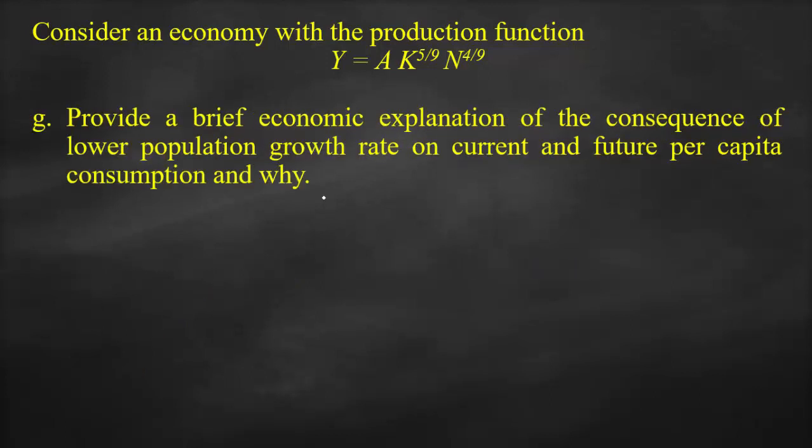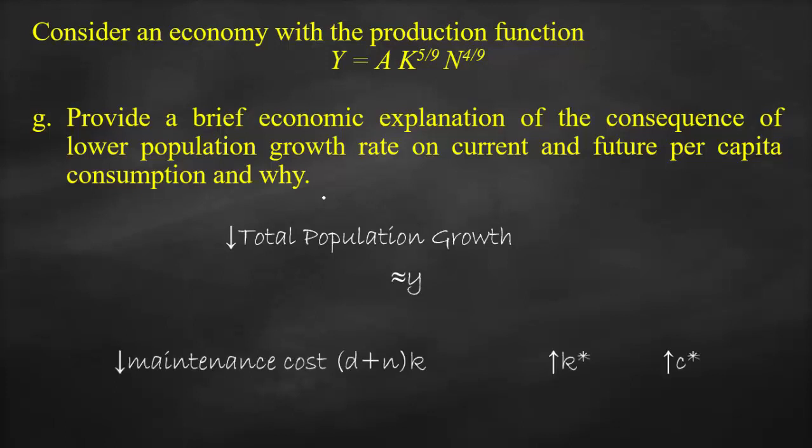Then another point. Provide a brief economic explanation for the consequences of lower population growth rate on the current and the future per capita consumption and why. So, anytime we have a lower population growth, it will not affect our production function. Why? Because if you check, it only affects our maintenance cost because we didn't shift our production function. We just moved from one point to another on the same production function. So it will affect only the maintenance cost because N will be lower. Consequently, the whole ratio will be lower.